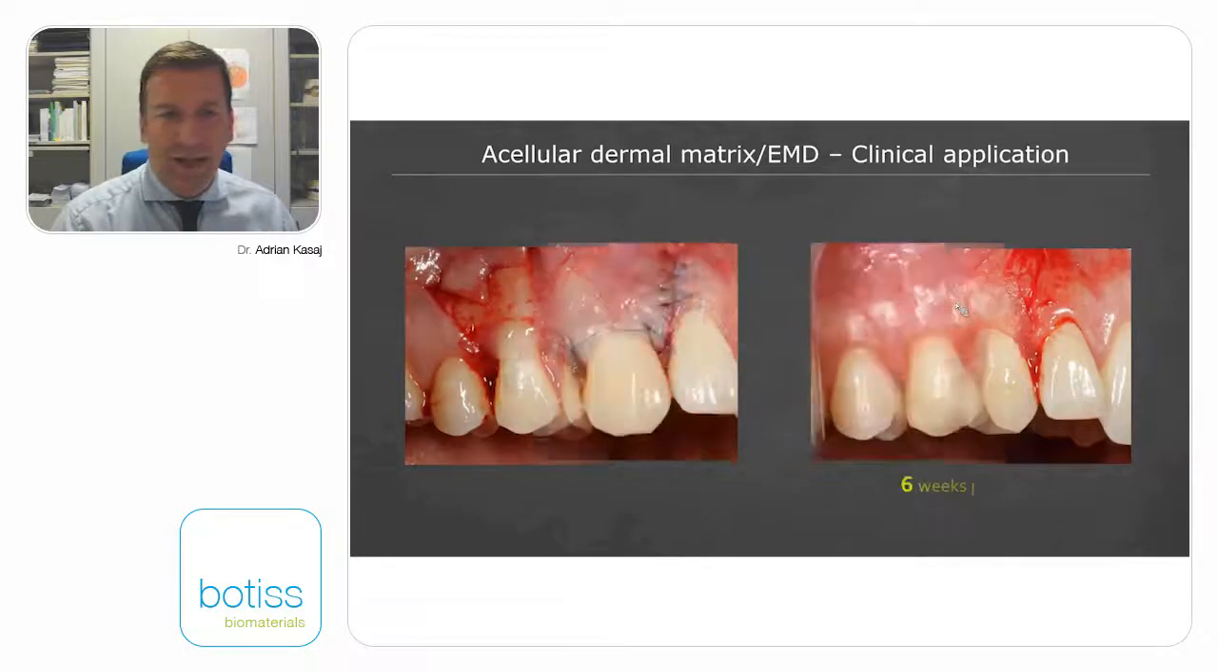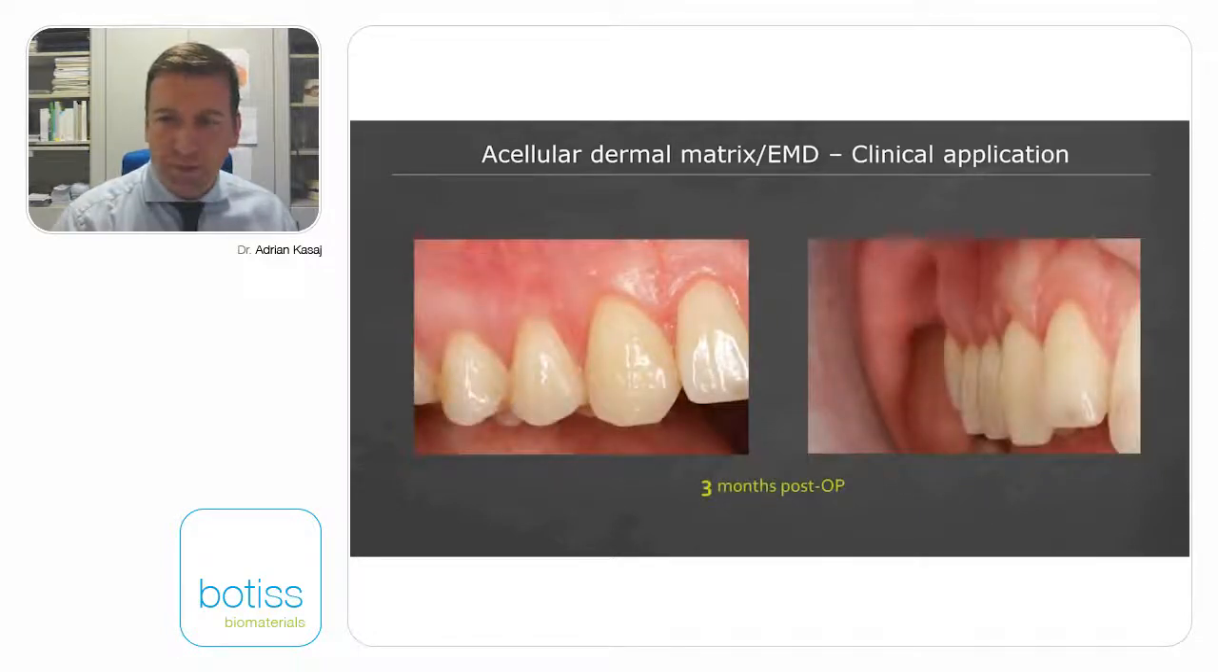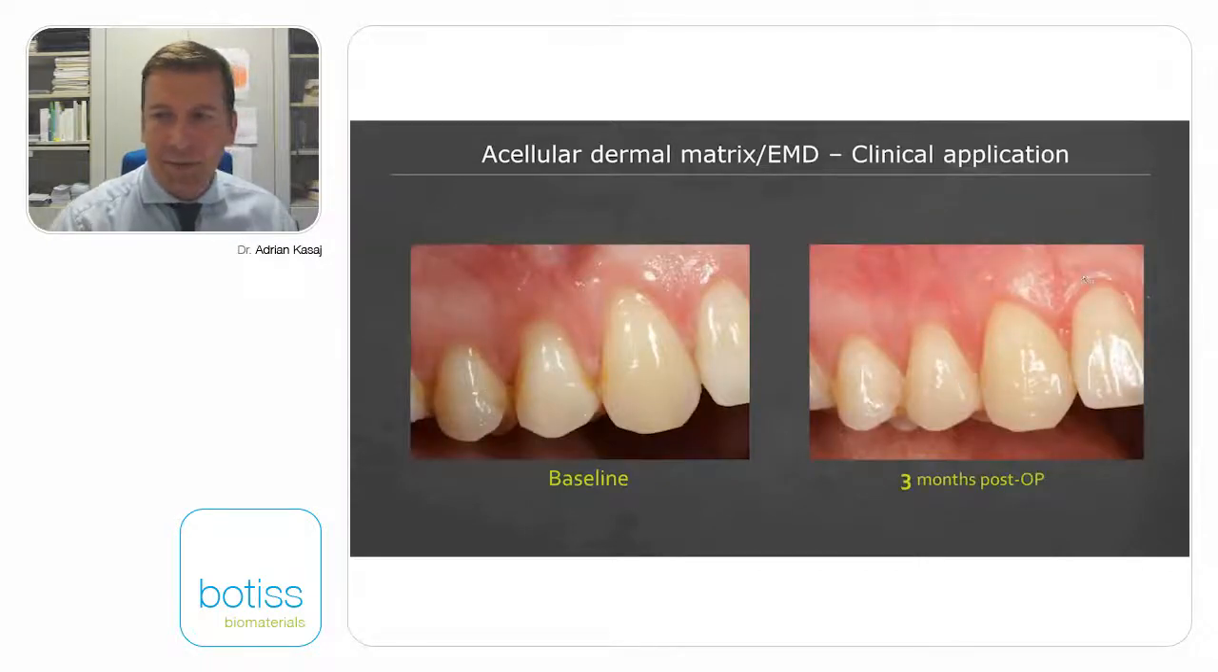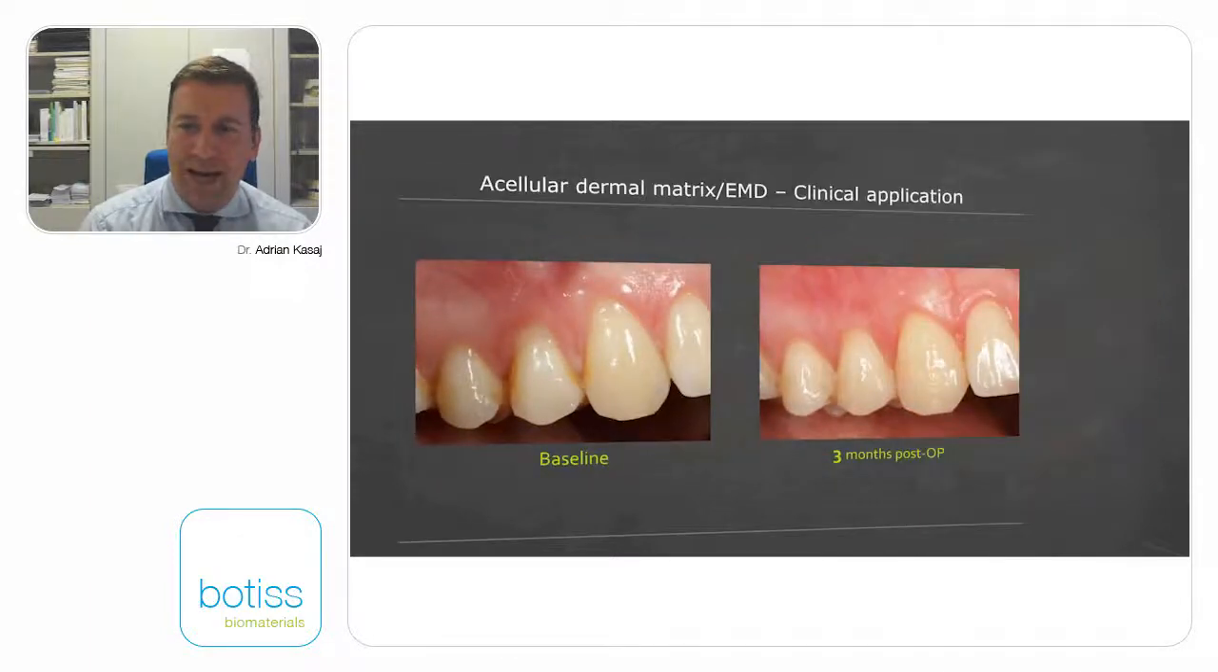You see the tensionless advancement of the flap to the coronal, the 6 weeks postoperative healing outcome, and the 3 months postoperative outcome, and the comparison 3 months postoperative to the baseline clinical situation. Let's take a look at some other cases combining the mucoderm matrix with Emdogain.